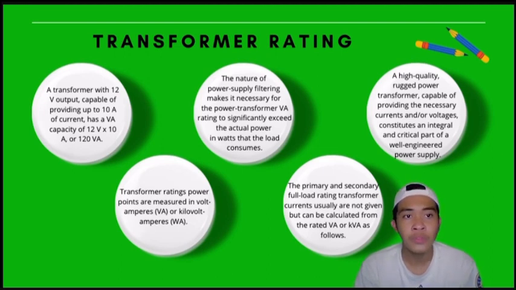A transformer with 12 volt output capable of delivering up to 10 ampere of current has a voltage ampere capacity of 12 volt times 10 ampere, or 120 voltage ampere. The nature of power supply filtering makes it necessary for the power transformer voltage ampere rating to significantly exceed the actual power in watts that the load consumes.